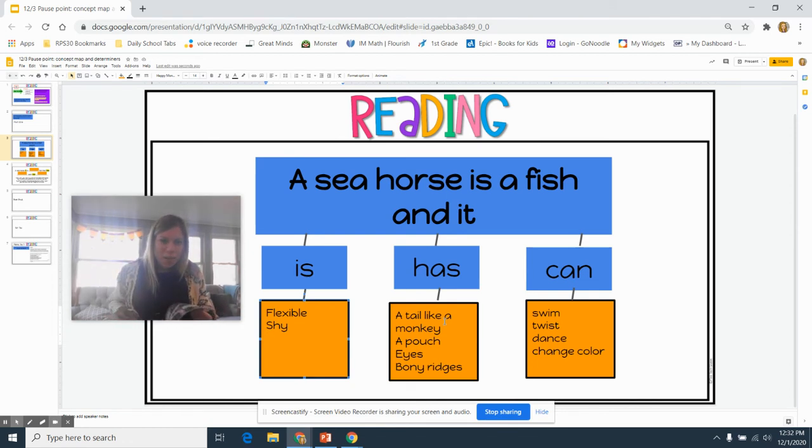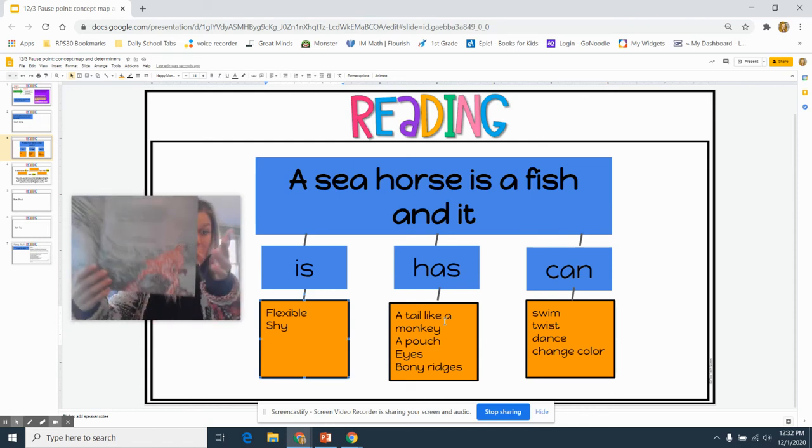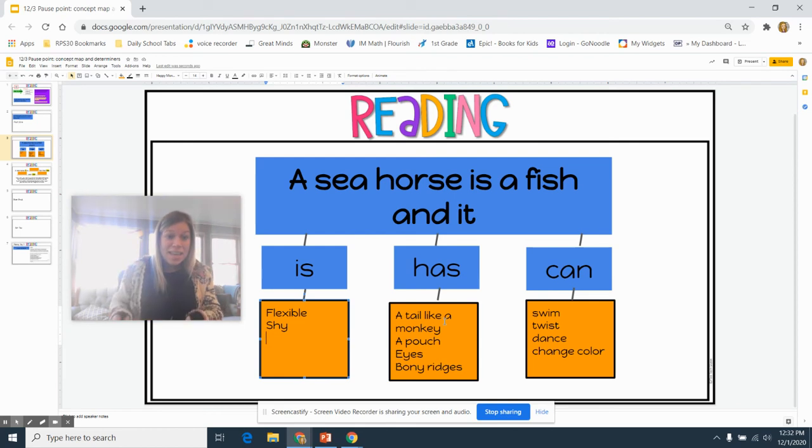Okay, let's think of another one. Let's think about how they use their tails. Do you remember what they do with their tails if they want to stay in one place? Do you see that? How he holds on to something? Even when the current or the water tries to pull him along, he can still hold on to the coral. I would say that he is very strong. A word that could describe the seahorse.